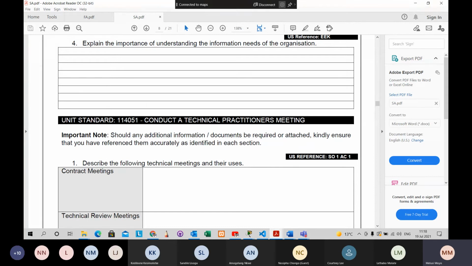So this one, we can go back to that part where we said that in order for the organization to make any decisions, they rely on these reports, right? These days we have AI, artificial intelligence, whereby they collect information digitally and then report back to the client or the organization, and then the organization will make decisions based on that. So it is important for any organization to get this information so that they can make decisions. Anyone with a different answer for number 4? It says explain the importance of understanding the information needs of the organization.